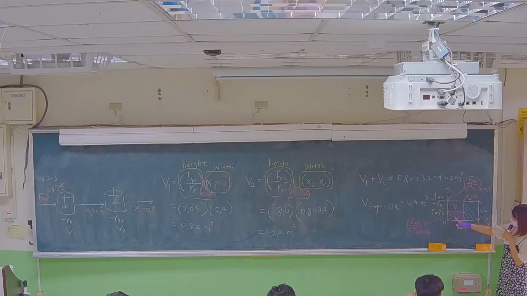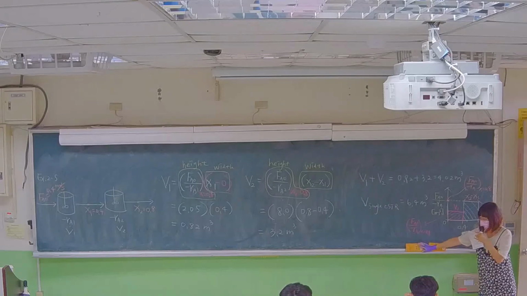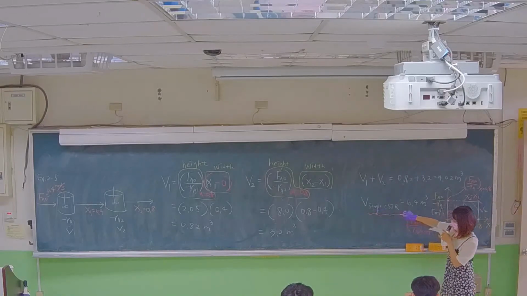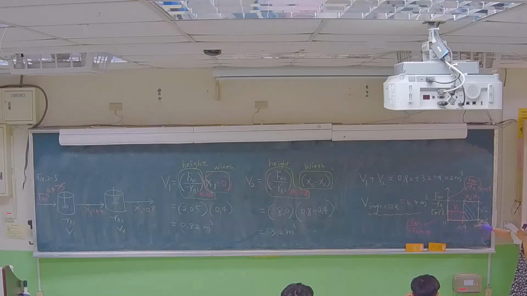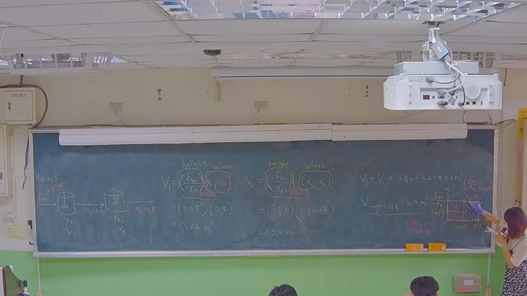So the red one, the area for the red one is V1. The area for the white one is V2. How about the volume for a single CSTR? Do you remember? For the single CSTR, the volume is the orange one, right? The orange, maybe like this, the orange one.